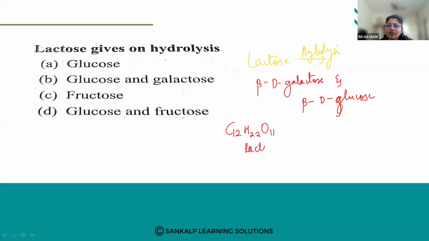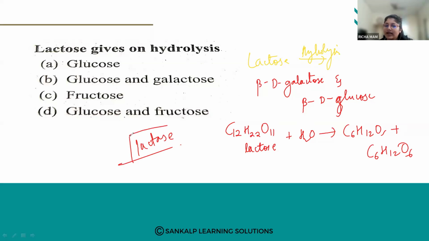So your lactose is C12H22O11. When it undergoes hydrolysis, it will give you C6H12O6 plus C6H12O6. Which is the enzyme in lactose? It is lactase. The lactase enzyme will break down the lactose in the milk and release glucose and galactose. So our answer is option B. Let us go for the next one.